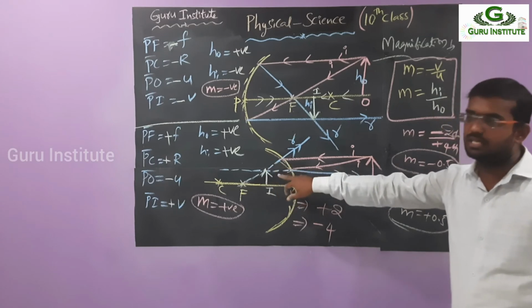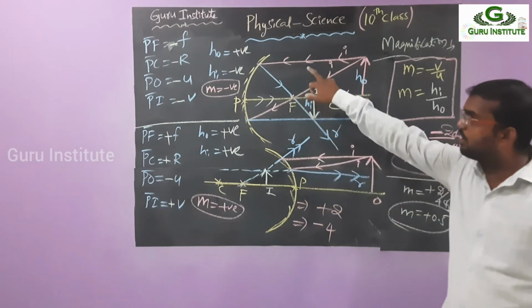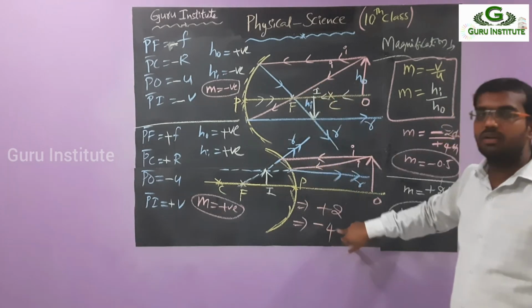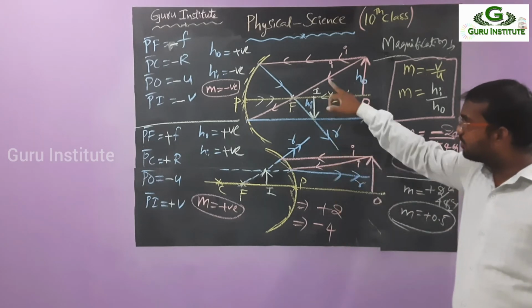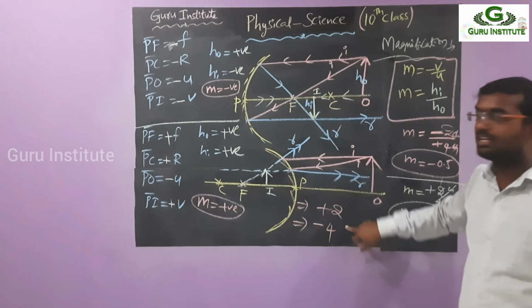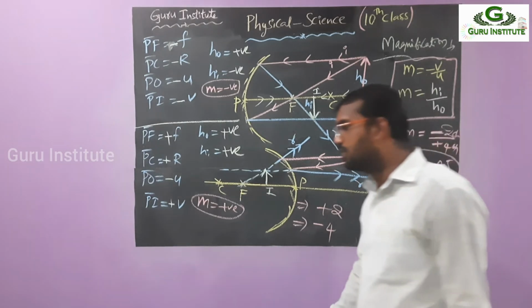We can't place it on the screen, so it's a virtual image. Coming to here, negative means concave mirror, and it is above one, and it's an enlarged one. And concave means what? Always inverted, so it is a real image. Like that, we have to write the nature of the image.